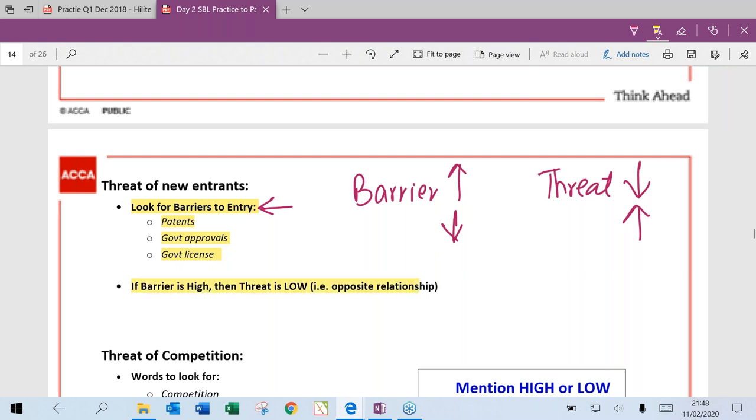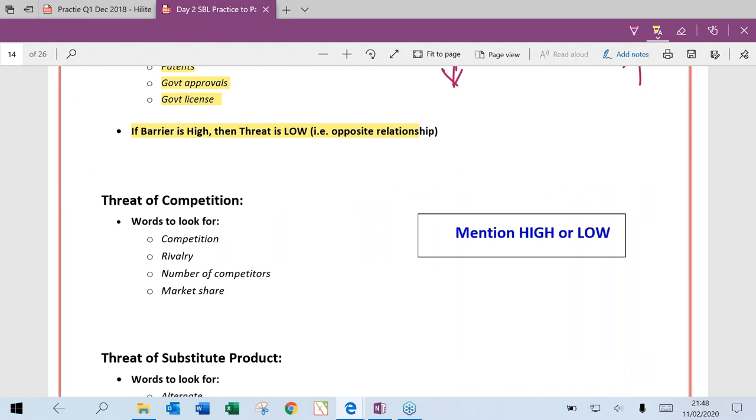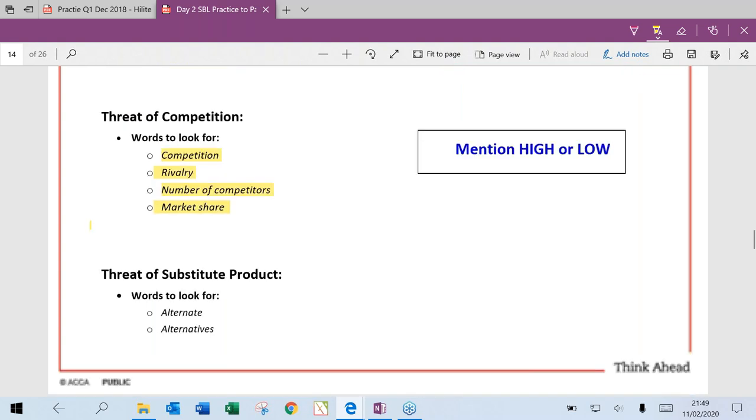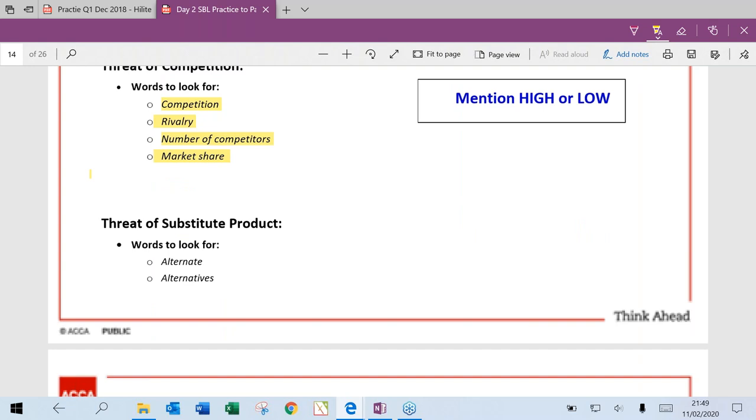Right, threat of competition. We have to mention what are the words for competition: competition, rivalry, market share is a very examiner's favorite word, number of competitors. If our market share is very low, if there are many number of competitors, that means the threat of competition is high. Yes, Anthony, I agree with that. Threat of substitute. Again, what are the keywords? Alternates or alternatives. This is the word which examiner always uses.